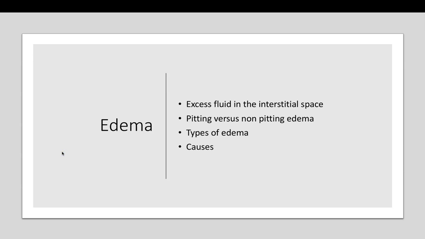And then we have edema. Edema is the excess fluid in the interstitial space. There's pitting and non-pitting edema, and there are different types of edema. Causes of edema are venous obstruction or sodium and water retention. The types that we see are localized, which is found at a specific site. An example of that would be a sprained ankle. You have generalized edema, which impacts the entire body.